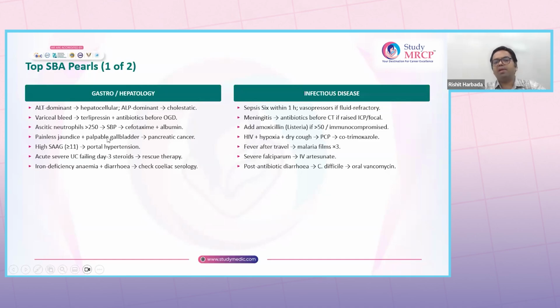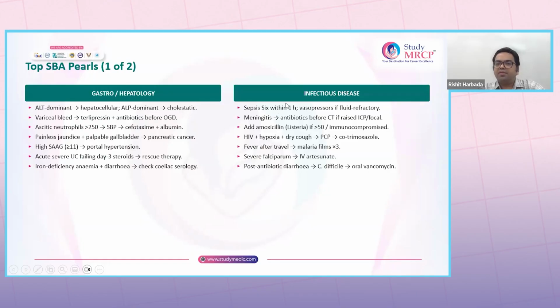Painless jaundice with a palpable gallbladder, Courvoisier's sign, is pancreatic cancer unless proven otherwise. High SAAG means portal hypertension. If acute severe ulcerative colitis is not healing with steroids, do rescue therapy with cyclosporin or infliximab, plus surgery. Iron deficiency anemia with diarrhea or bloating, think about celiac serology.